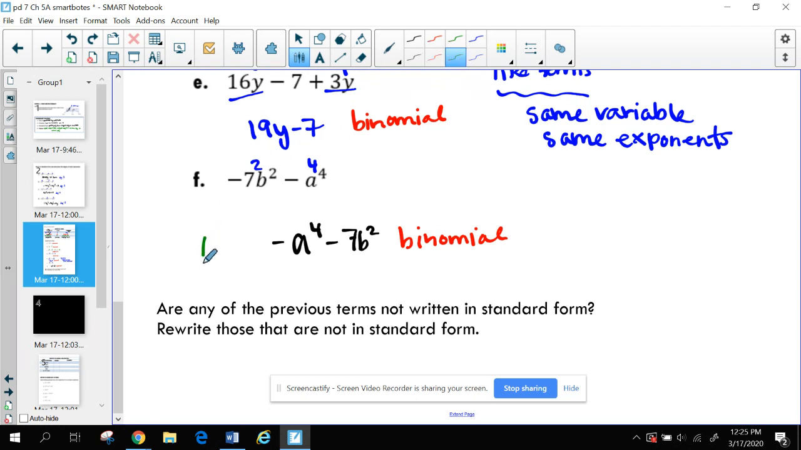Awesome. So the last question just asked you to talk about if things were in standard form or not, and we kind of already did that as we went through the problems. So we don't have to worry about this one as much anymore because we already wrote them if they weren't in standard form. Our two examples that we did have to do that for were E and F, and we already kind of rewrote those.